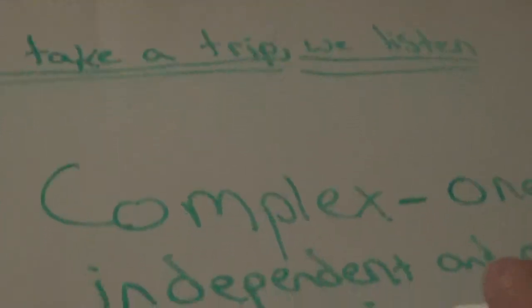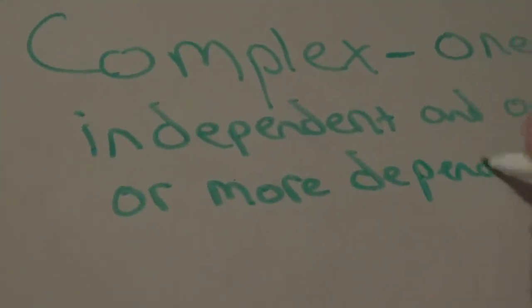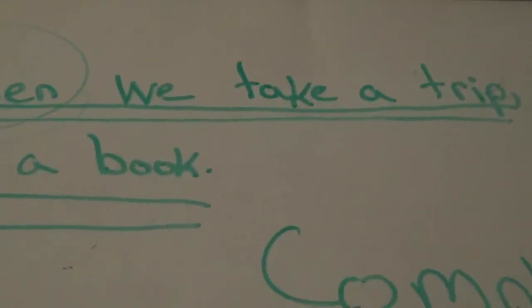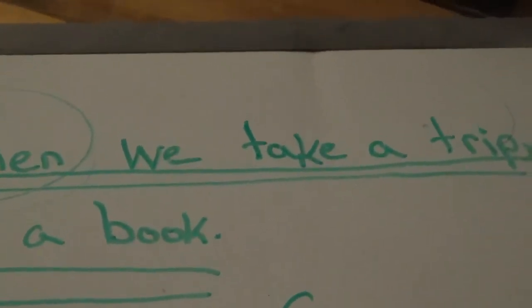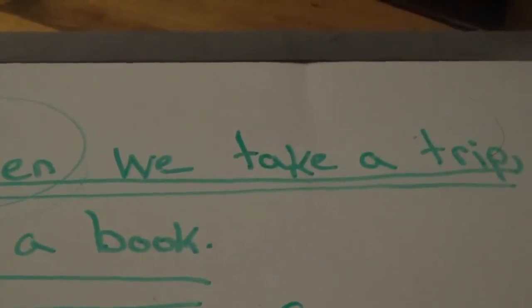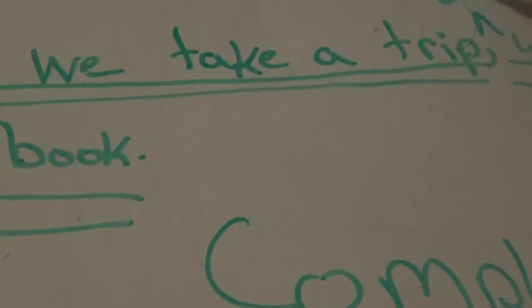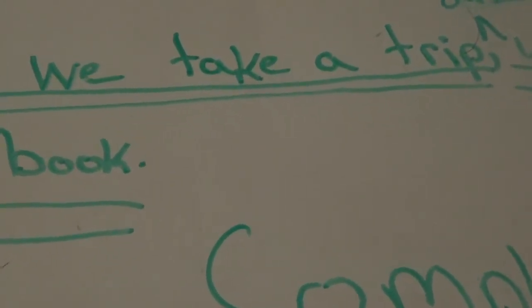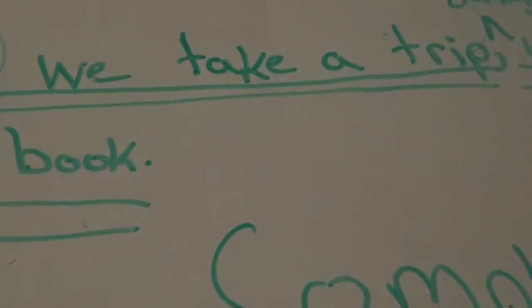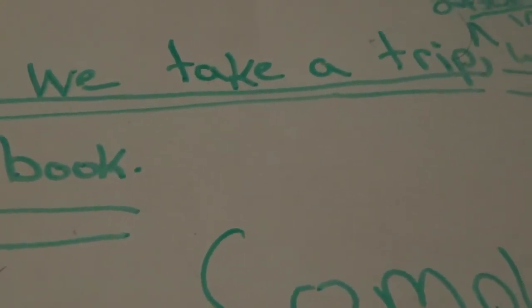One or more dependent clauses. So let's see if we add another dependent clause. When we take a trip, after we get in the car, we listen to a book. Then we have a dependent clause, when we take a trip, and a dependent clause, after we get in the car. We listen to a book.